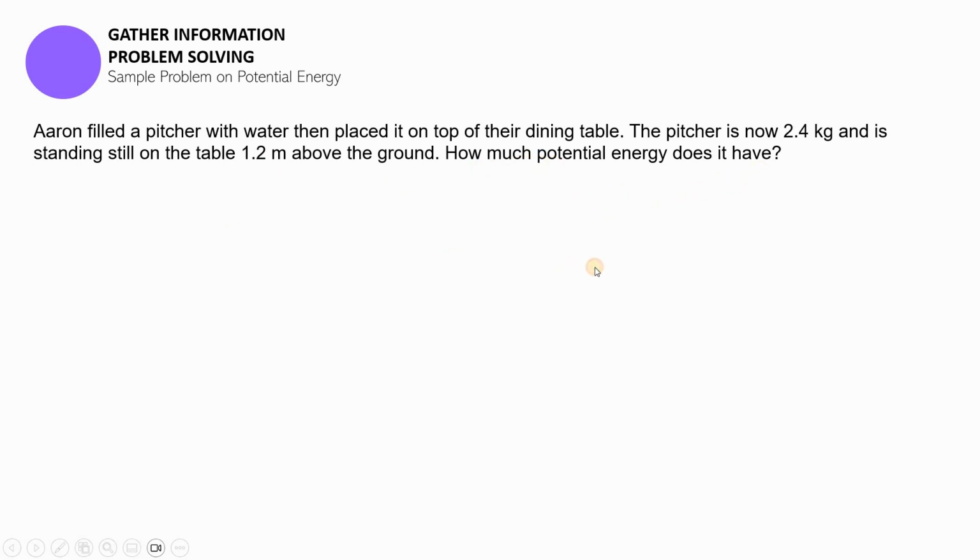I want you to first, on your answer sheets, on your scrap papers, write the givens that you see in this problem. Are you done? Now let's see if you have the following givens. For the mass, it's 2.4 kilograms. And then for height, it's 1.2 meters.